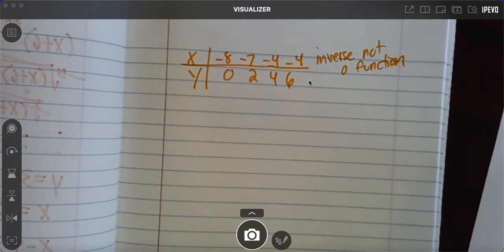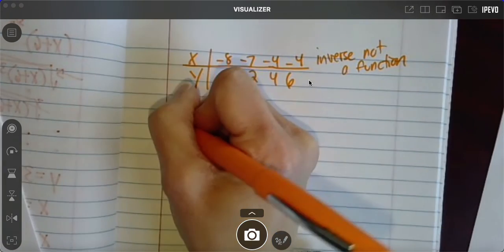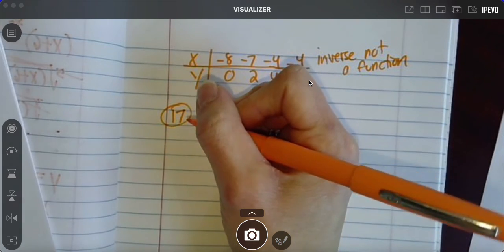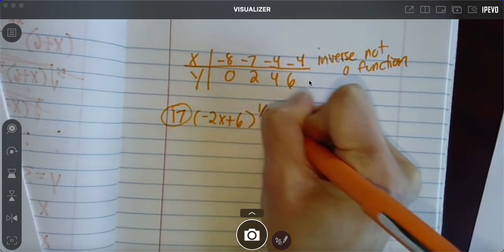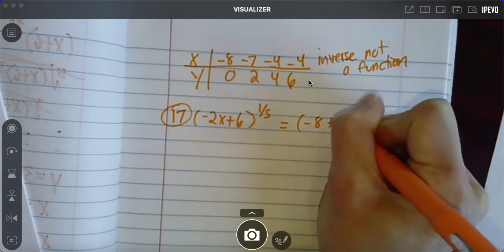The last one on, there's 2 more. 17 and 20 are the last 2 on there. Do you want me to do those? We've got 8 minutes. So, okay, 17 and 20. 17, super easy. It looks way harder than it is.